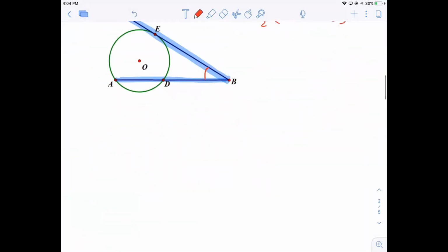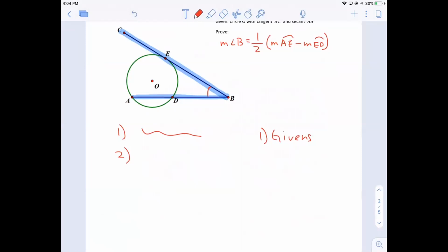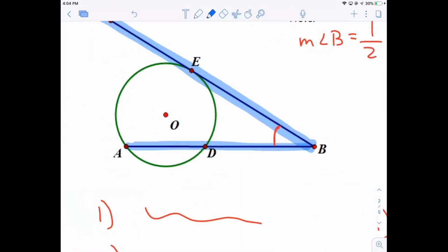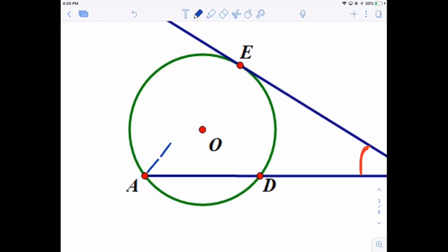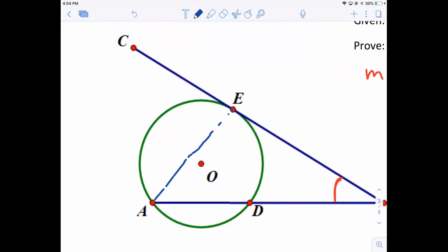All right, so let's write this out. Step 1, that's going to be your givens. So let's start at step 2. Let's pretend we don't know the relationship yet. So we need to draw some other angles that we do know the theorems for. What might make sense to draw in is something like AE to the point of tangency, right? Because don't we know the relationship for a tangent and a chord? Don't we know the measure of this angle is half its intercepted arc?